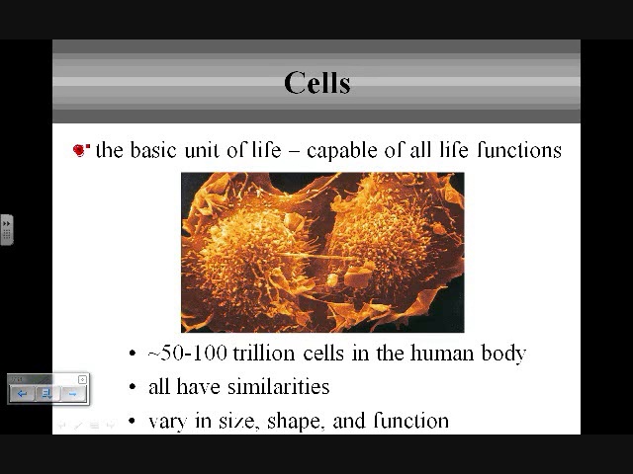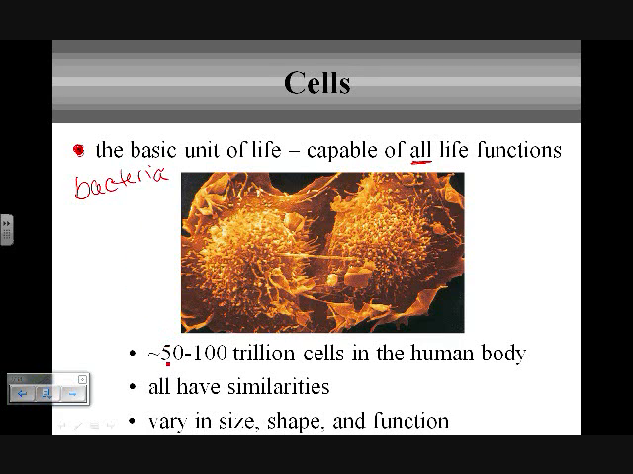So the idea that one cell alone, particularly a bacteria cell, can do everything on its own that your whole entire body can do. It's capable of all of the life functions. It's going to be able to reproduce on its own. It's going to be able to obtain energy. It's going to be able to grow and develop. It's going to be able to do all these things on its own, while your entire multicellular body needs all of those separate cells functioning together in order to perform these functions.